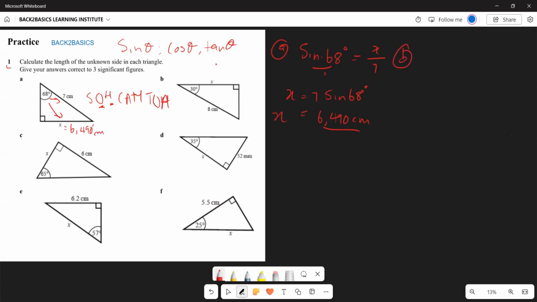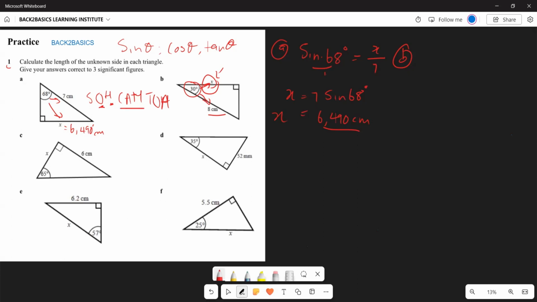Now let's look at number B. Again, we are going to identify which sides we are given. This is your angle here. The sides in relation to it are this side here and also this side here. This side x here is your adjacent side, and this is your hypotenuse side.